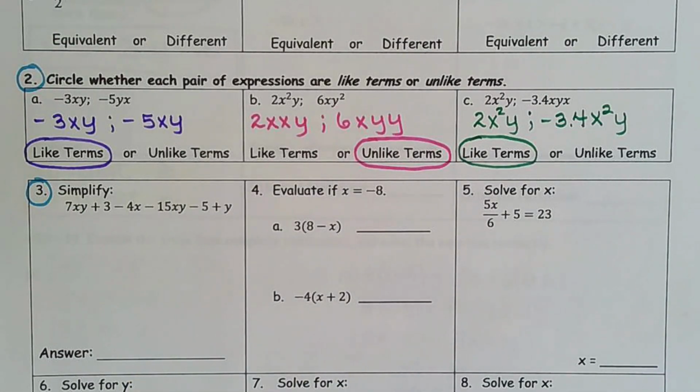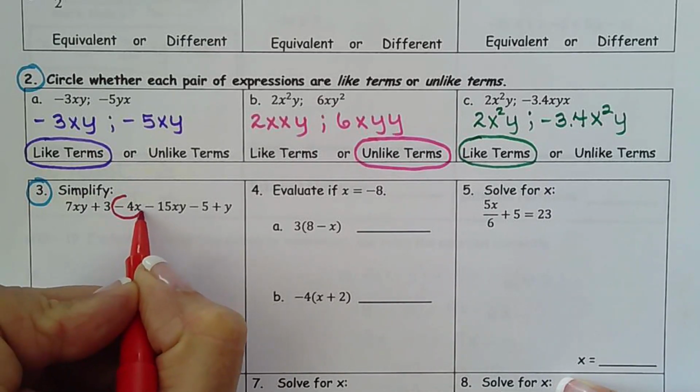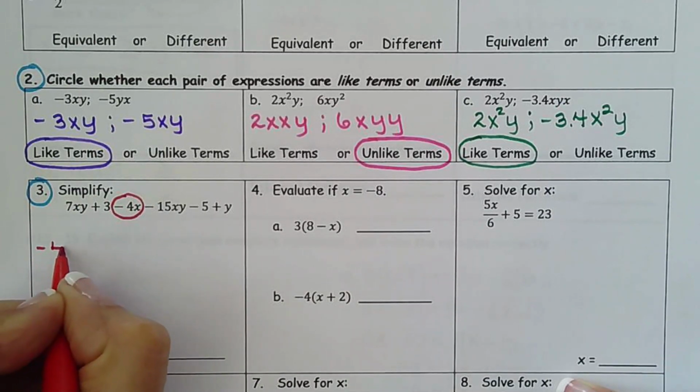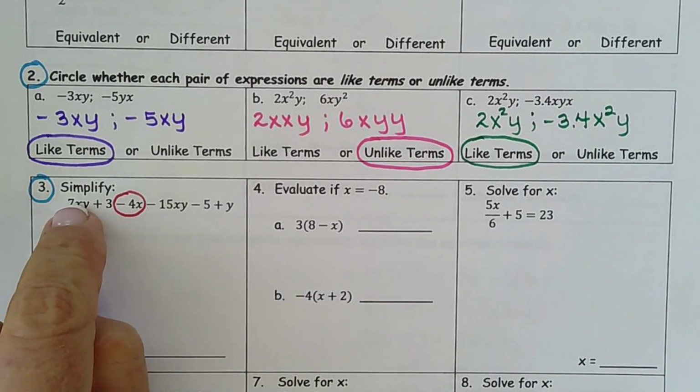So as you're combining your like terms, do them in the proper order. So first should be the x. So there's nothing to go with it. So I just write negative 4x, but it's the first alphabetically because x comes before xy.